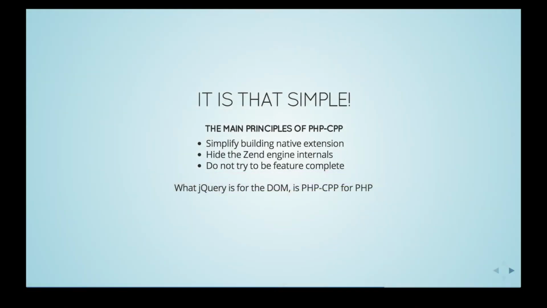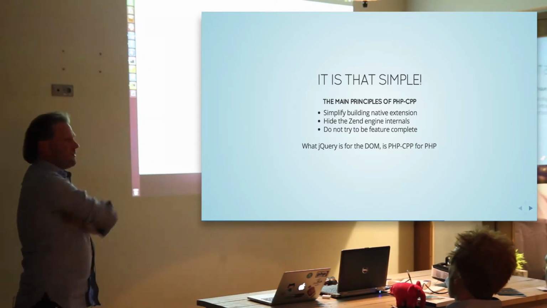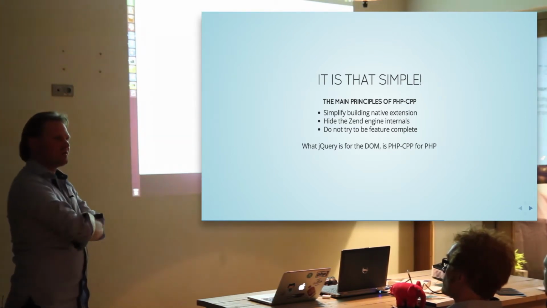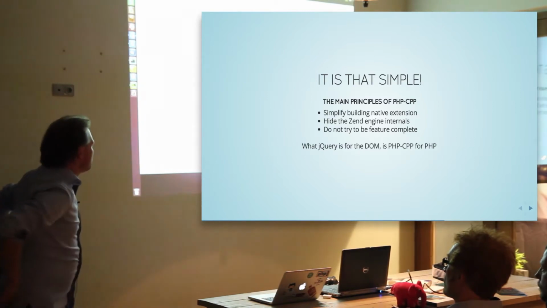So we have seen that this library is a layer between the Zend engine, which is complicated and difficult to work with, and offers a very easy way to build your own C++ native functions and use them in PHP. And we had a number of principles for making this library. The first principle is that building native extensions should be easy. It should be simple. It should not be so difficult as it is now. It should be a simple thing to do.